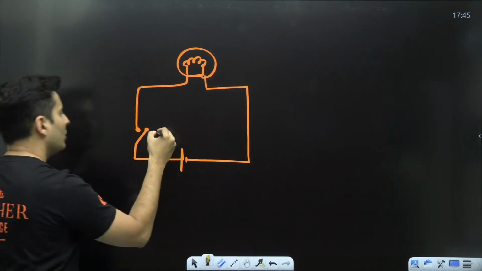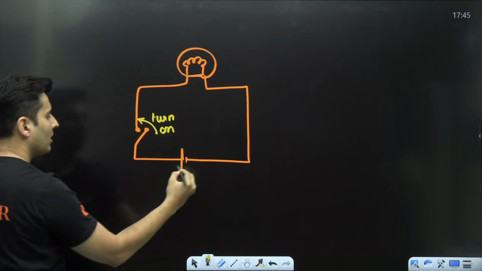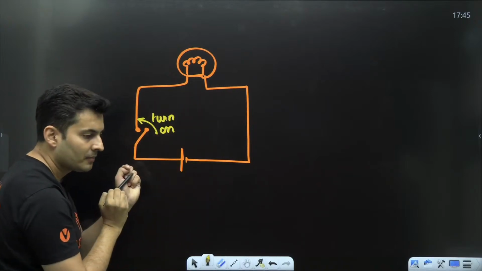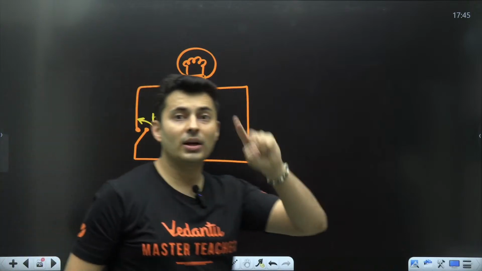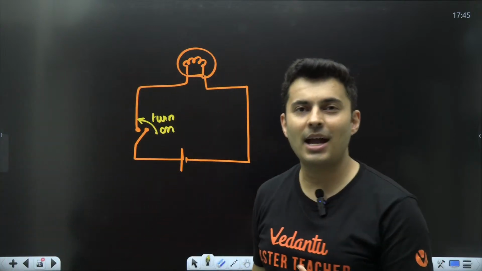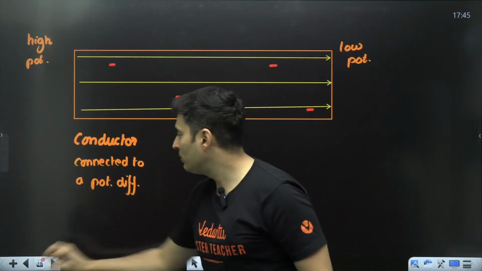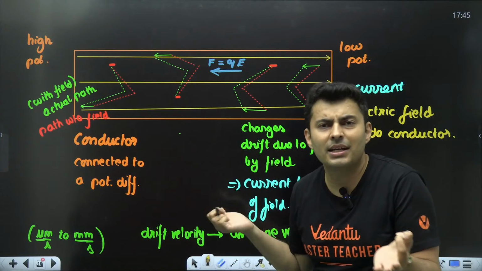Imagine you turn this switch on. Do you think the electron which is over here immediately reaches here? Immediately? If not, how does the bulb turn on immediately? What is happening? Because I know that the speed with which these electrons drift is very less, millimeter per second.